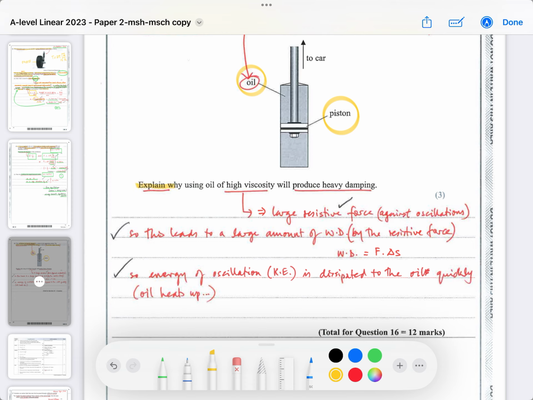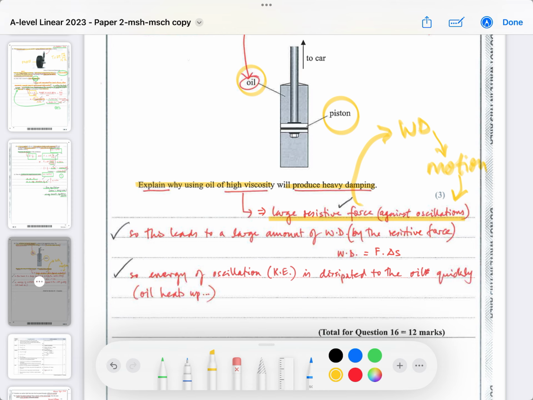They then say, explain why using oil of high viscosity will produce heavy damping. So I've kind of already given you a clue as to that. So high viscosity will mean large resistive forces against the oscillations. So these forces are actually working against the motion. So they're trying to reduce the motion. Yeah, so the resistive forces are working against the energy of the system.